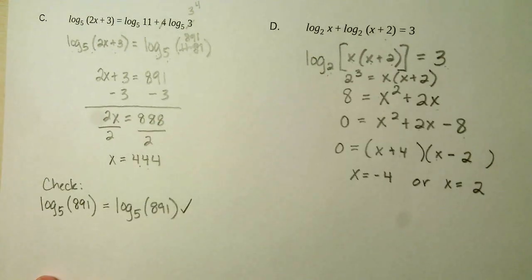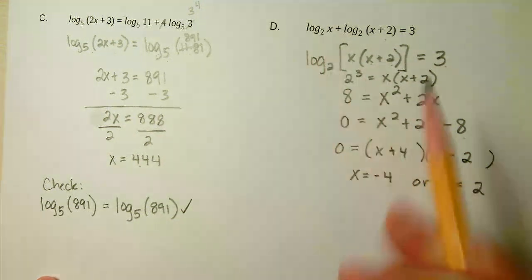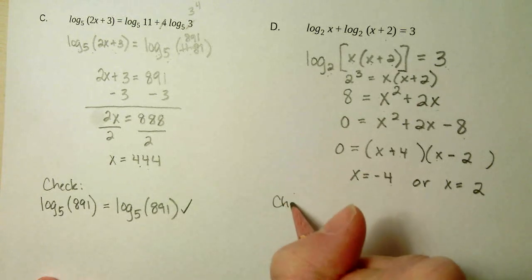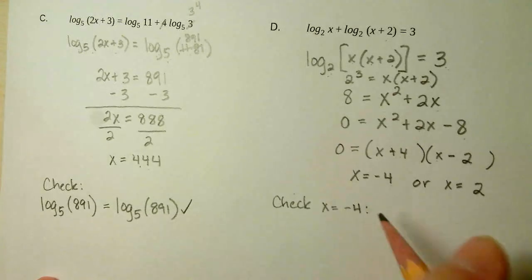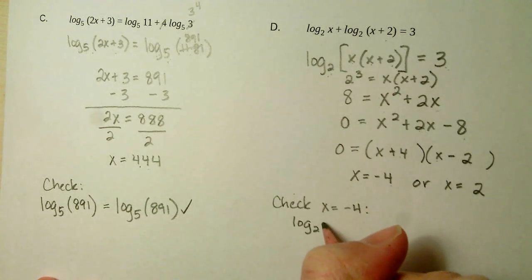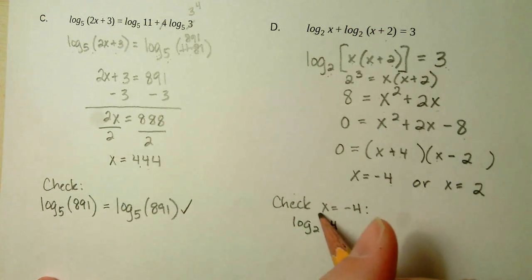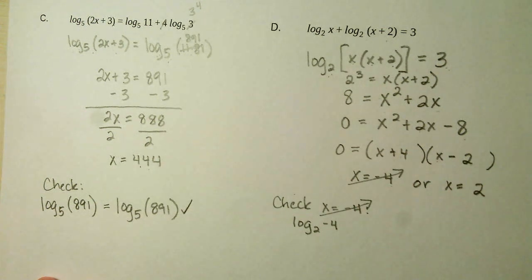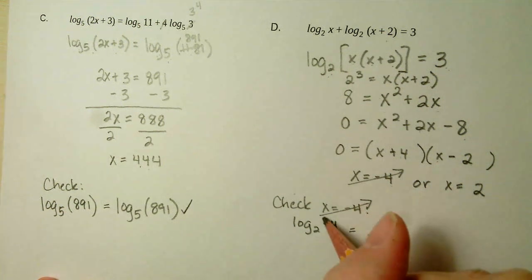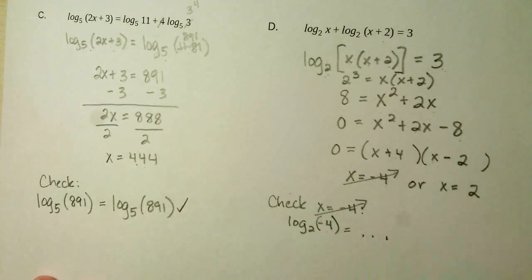As soon as I go to plug in -4, so my check of x equals -4, I am going to get log base 2 of -4. And as soon as I see that the argument is negative, I should know that this is an extraneous solution. Because remember, you cannot have an argument that's negative. So right away I see that -4 is not a solution.